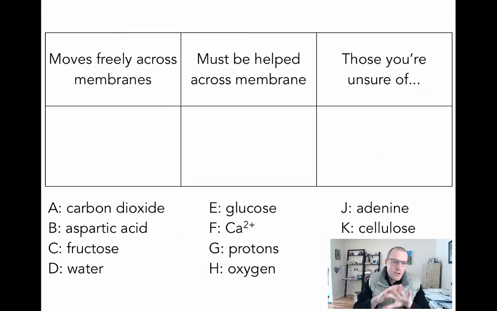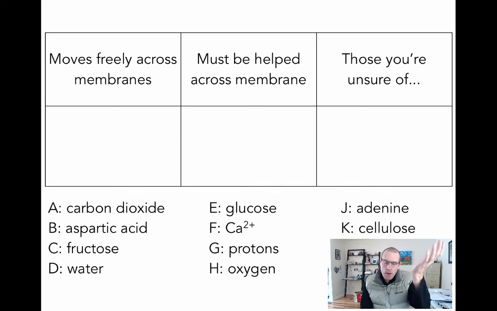Okay, so what I'd like you to do is sketch this table down and then look at the list of molecules at the bottom. I've got a list of molecules from A through M. I want you to categorize whether these can move freely across a membrane or if they need to be helped. Now, I want you to assume here that there's a concentration gradient. So if you're thinking about carbon dioxide, think about it as though it's your blood, for example, entering the tissues in your lungs.